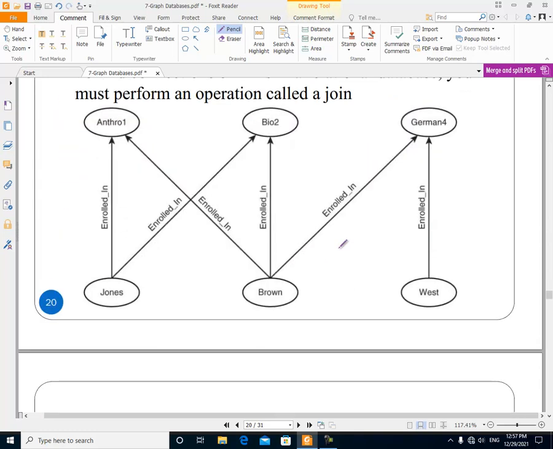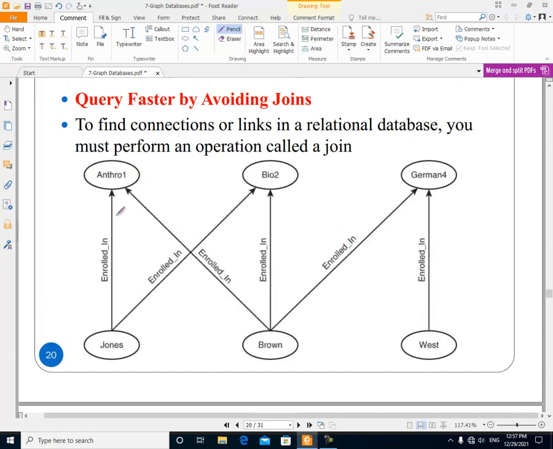But in the graph database, the data is like this. These nodes are for the students and these nodes are for the courses, and these are the connections, the relations between the students and the courses. Each student has enrolled in a course.